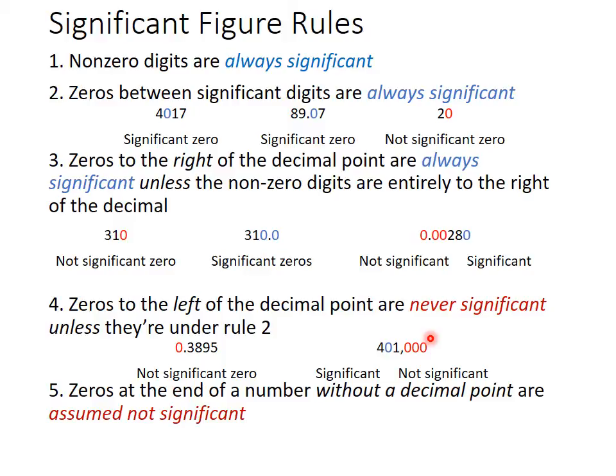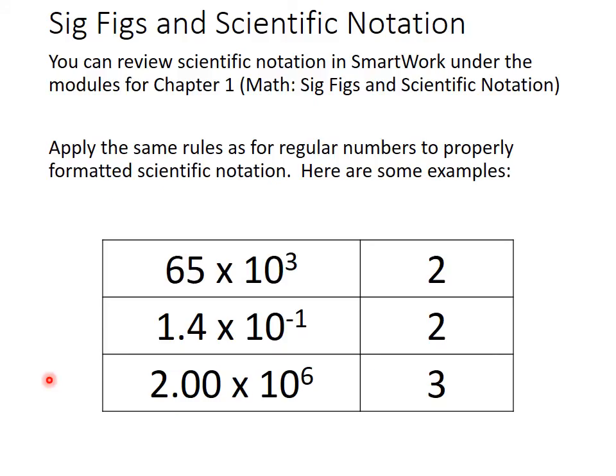To clarify the presence of sig figs, we invented scientific notation, also for dealing with very large or very small numbers. You can review scientific notation in SmartWork under the modules for Chapter 1. It's called Math, Sig Figs, and Scientific Notation. Now, to scientific notation numbers, you will apply the same rules as for regular numbers. You just apply it to the portion of the number that is separate from the magnitude of 10.